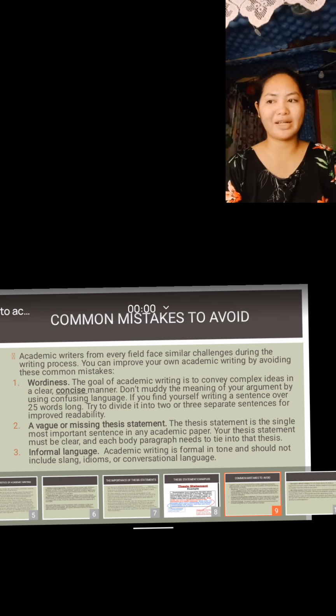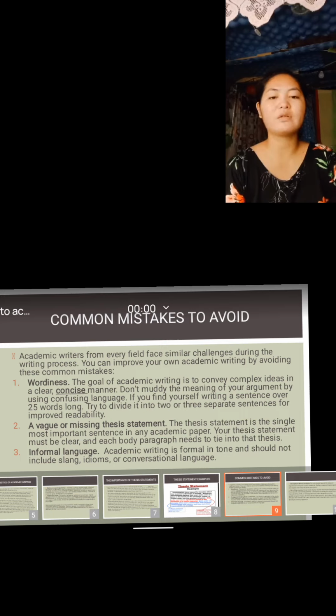Mistakes in academic writing. Academic writers from every field face similar challenges during the writing process. You can improve your own academic writing by avoiding these common mistakes. Number 1, wordiness. In academic writing, it is important to convey ideas in a clear and concise manner. Number 2, a vague or missing thesis statement. In an academic paper, the thesis statement must be clear and each paragraph needs to tie to the thesis.